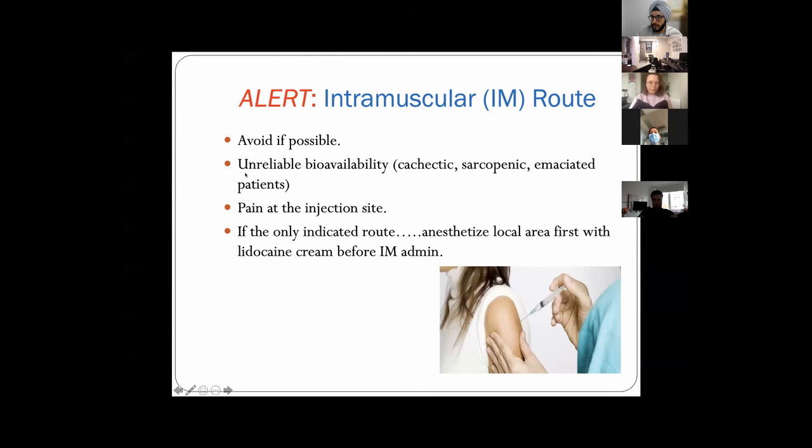Thank you. So the intramuscular route is something that we should avoid because it's unreliable when it comes to its bioavailability, especially if you have cachectic, sarcopenic, and emaciated patients. Also, intramuscular routes are quite painful. If you've gotten your COVID shots and your flu shots, they're definitely painful. So we try to avoid them in somebody who is already in pain. Next slide.